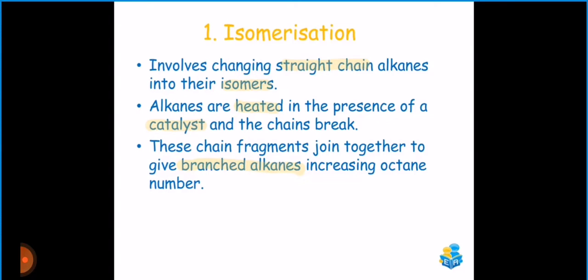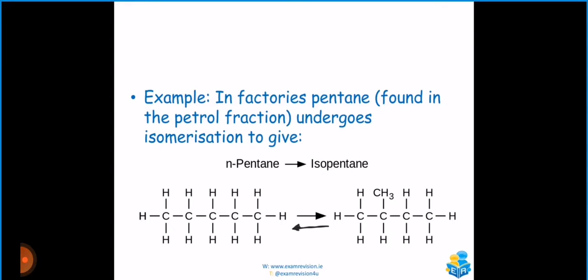If you look back at when we were doing alkanes, you will see examples of isomerization in butane and pentane. Here I'm going to show you an example of pentane just to remind you. In factories, pentane, which is found in the petrol fraction, undergoes isomerization, where we have this CH3 on the end swapping with this hydrogen here, creating isopentane, or as we would commonly know it, 2-methyl propane.